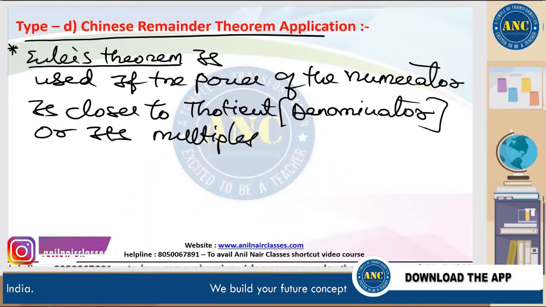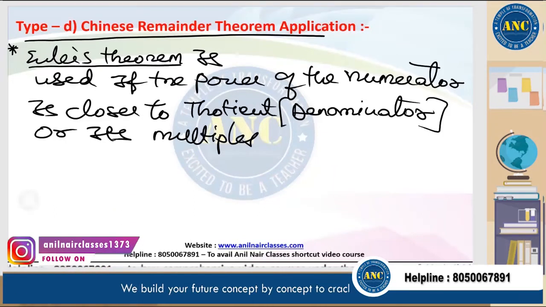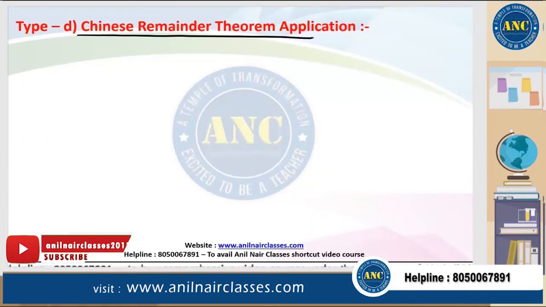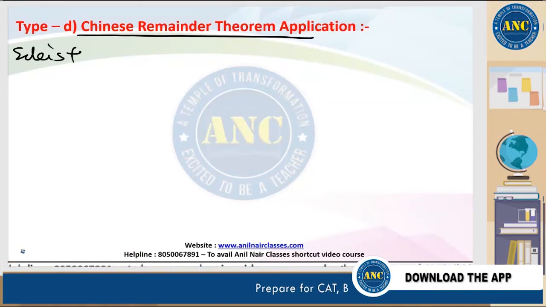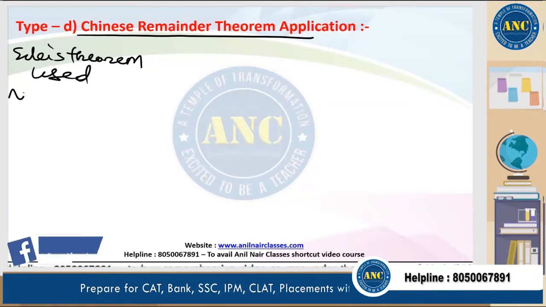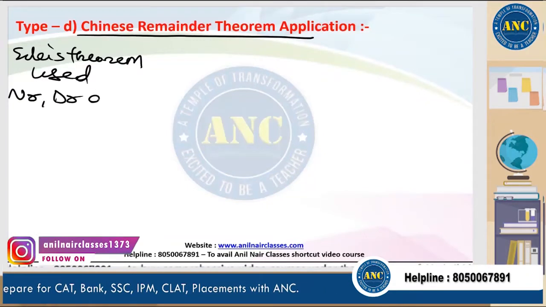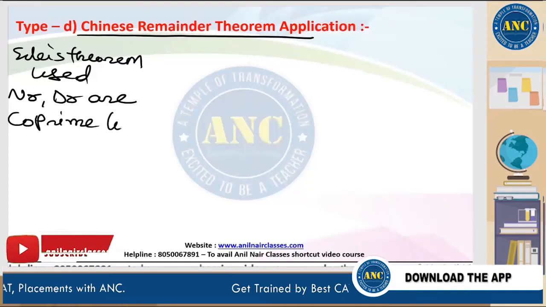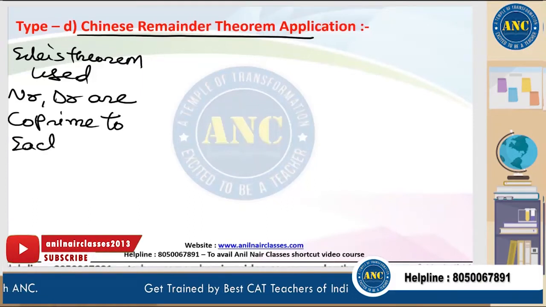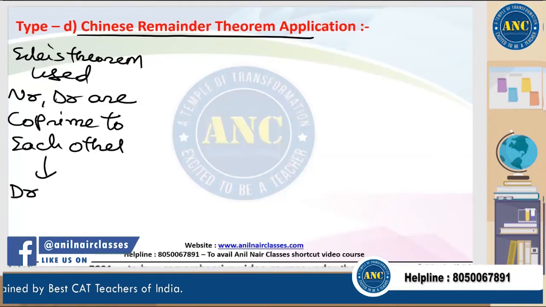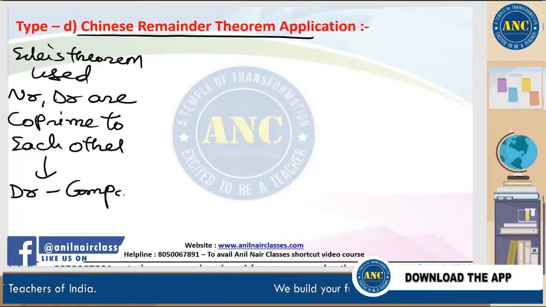Clear on Euler's theorem's drawback. Now we will discuss Chinese remainder theorem. First thing, Euler's theorem is used when the numerator and denominator are co-prime to each other. And it is also used when the denominator is composite.